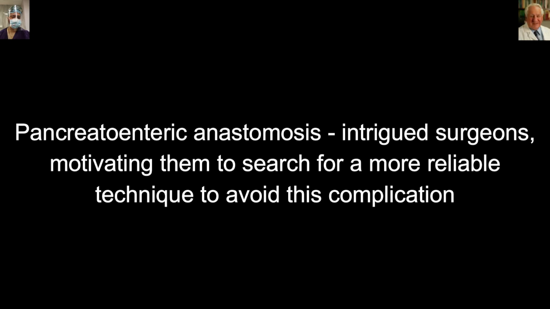The pancreatico-enteric anastomosis, the sequel of which is POPF, has intrigued surgeons, motivating them to search for a more reliable technique to avoid this complication.